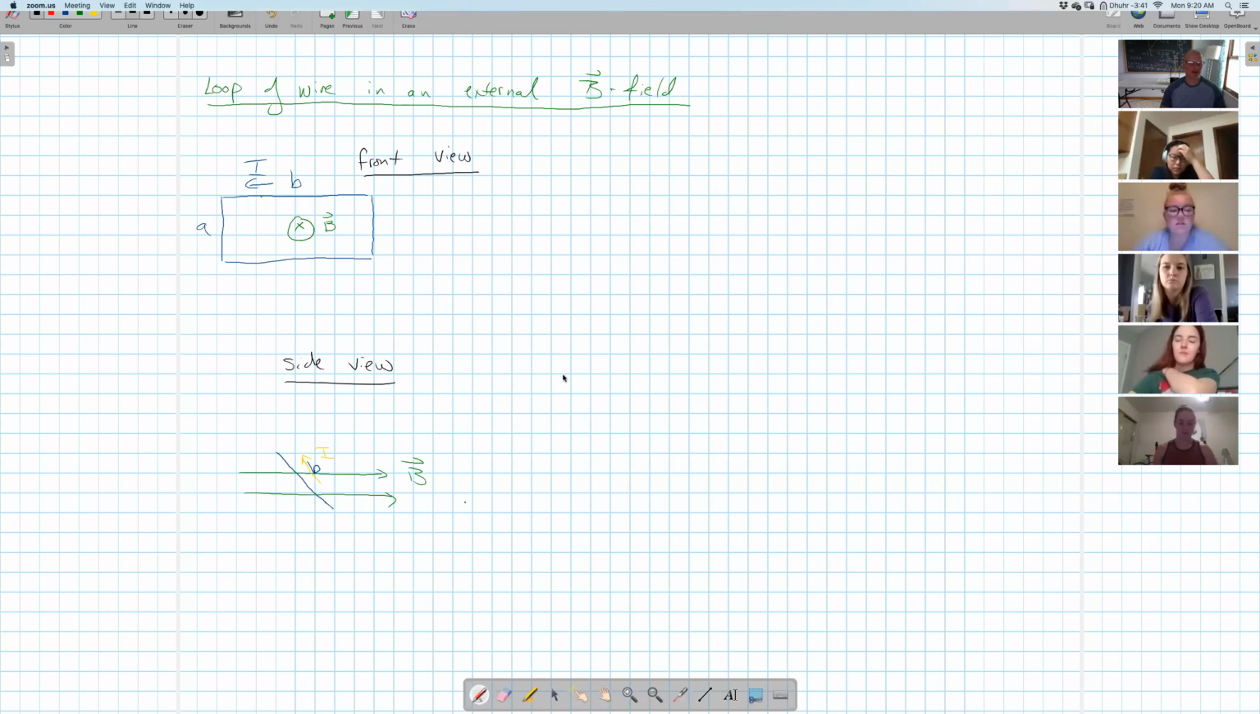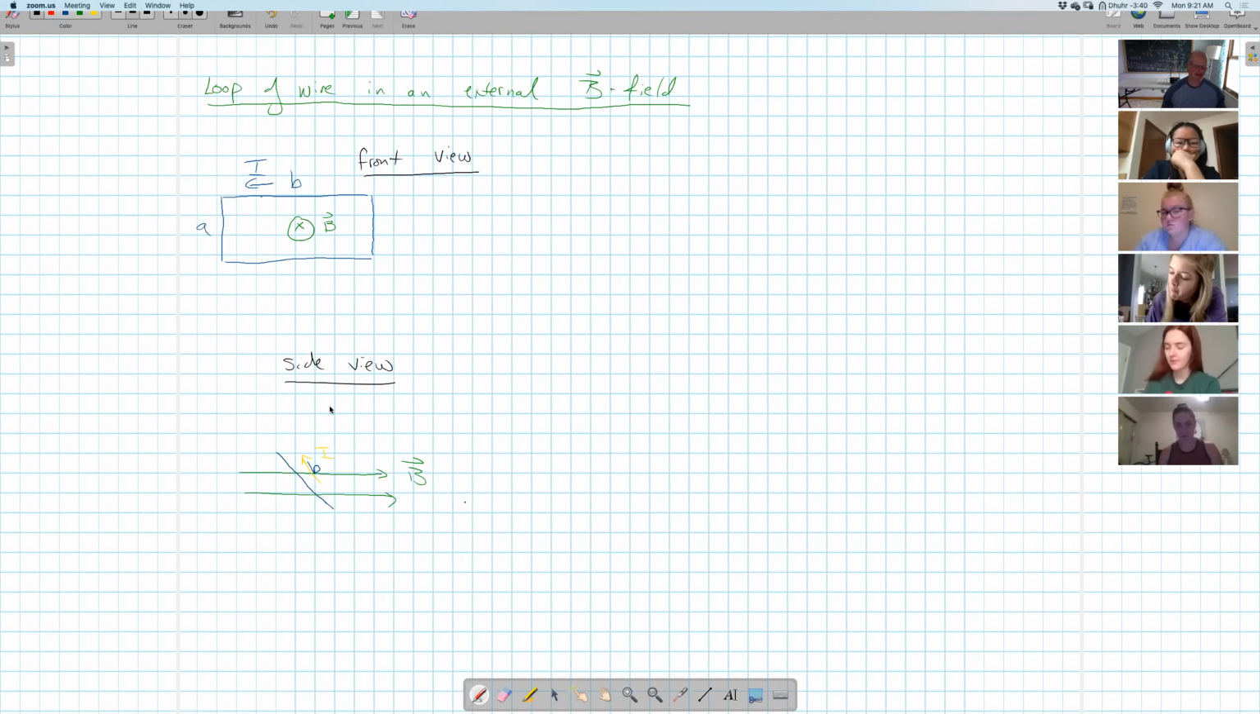So next thing we're going to talk about is what happens if I take a loop of wire carrying a current and place it into an external magnetic field. Let's say I have a rectangular loop of wire. The top and bottom portions are length B, and the side portions are both A. I'm going to put this into an external magnetic field. This is a front view, so the magnetic field is going into the page.